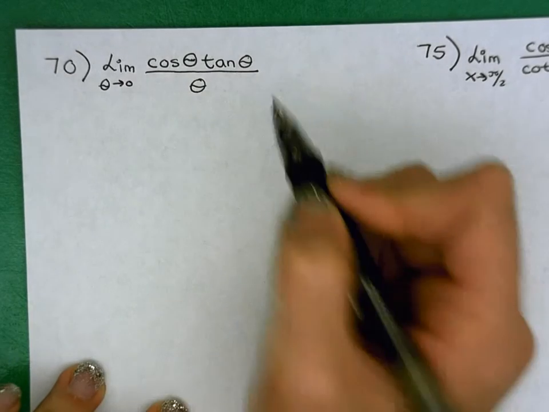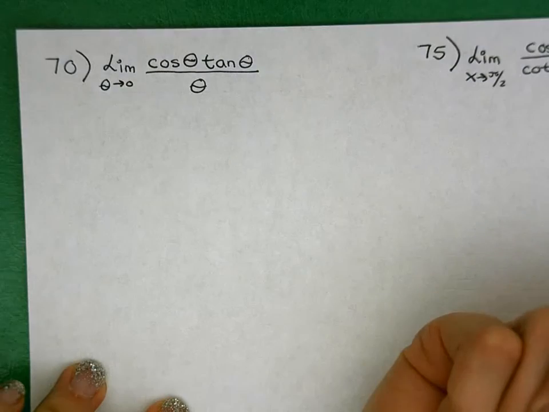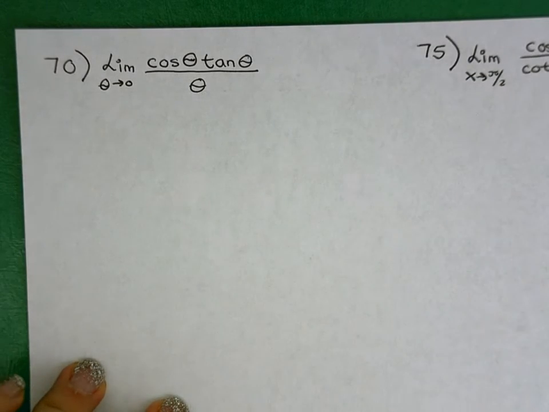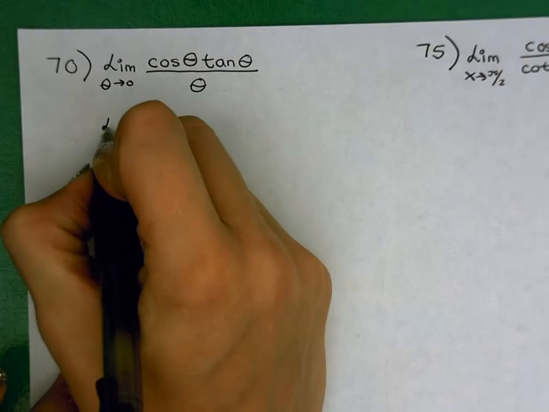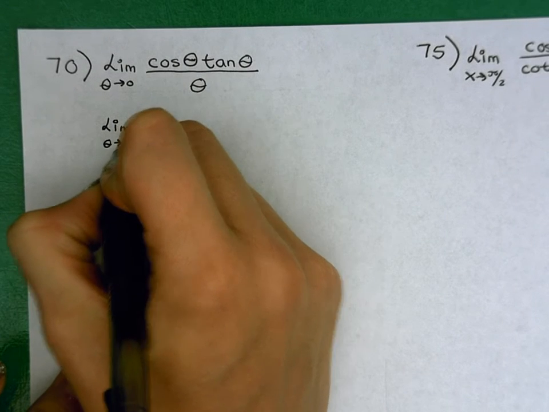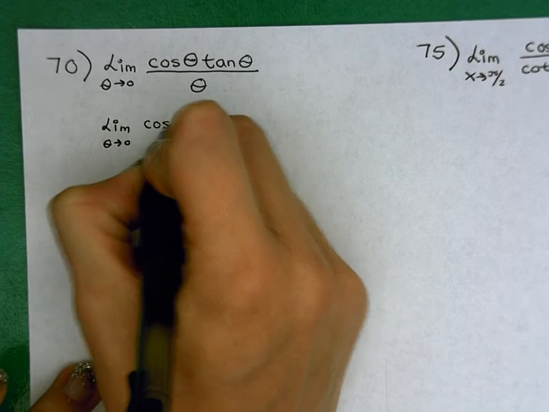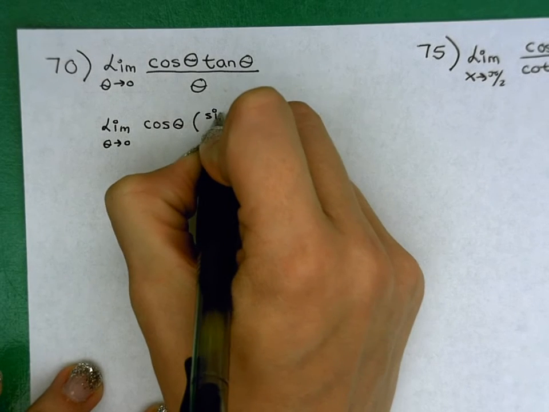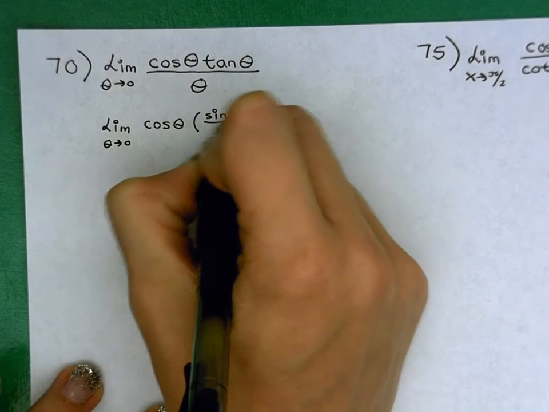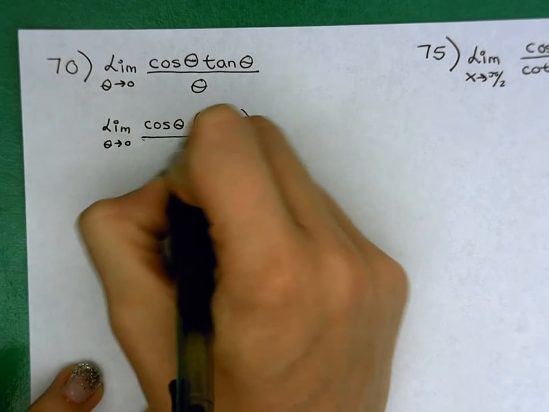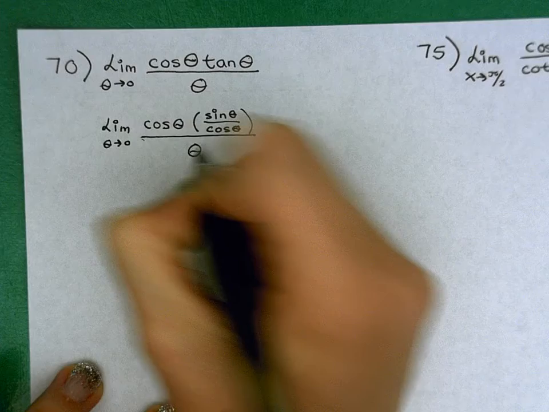I can rewrite that. Personally, I like cosines and sines better, so if I ever can rewrite something in the form of a cosine or sine, I do. So I'm going to go ahead and rewrite this as the limit as theta approaches 0 of cosine theta, and tangent theta can be rewritten as sine theta over cosine theta. All of this is still over theta.